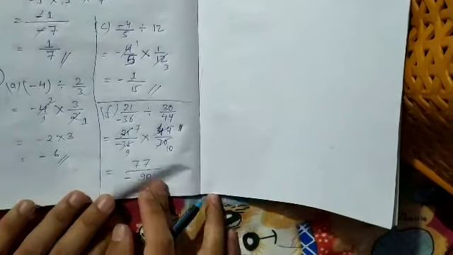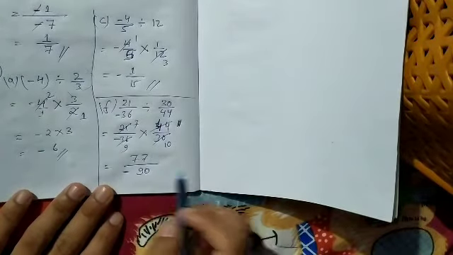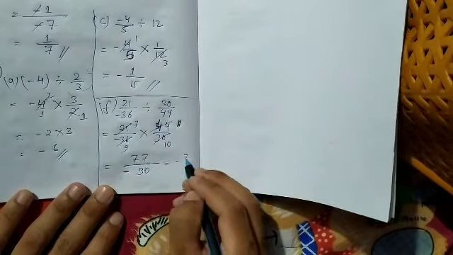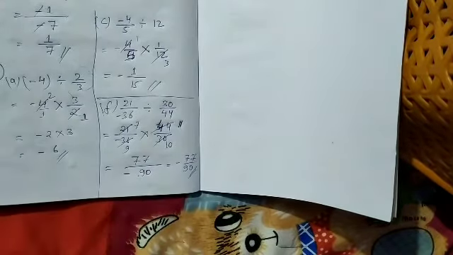Okay, so this type of expression, this minus sign, you can write it in the middle like this. Minus 77 by 90. So minus 77 by 90 is your answer. Okay, so we'll move to the next one.